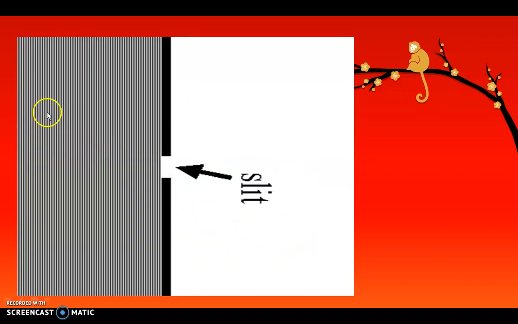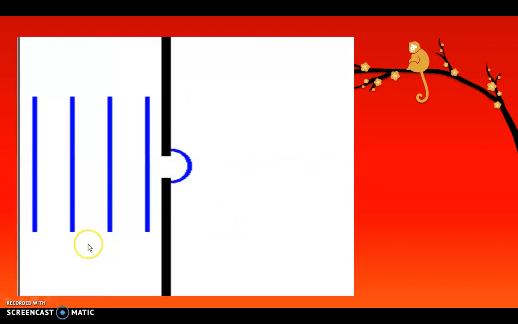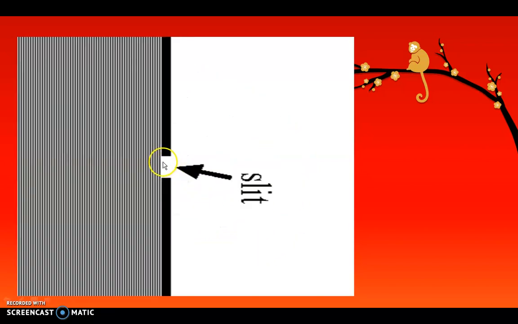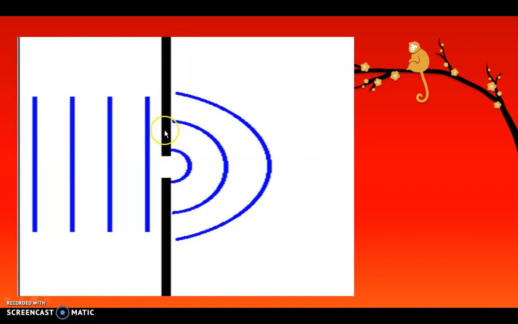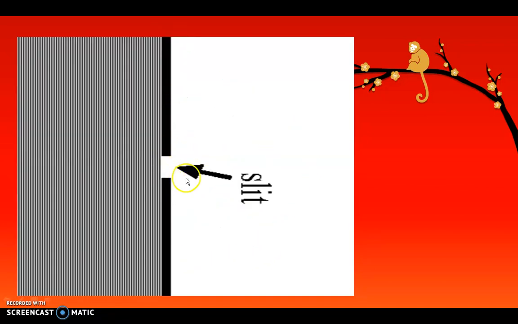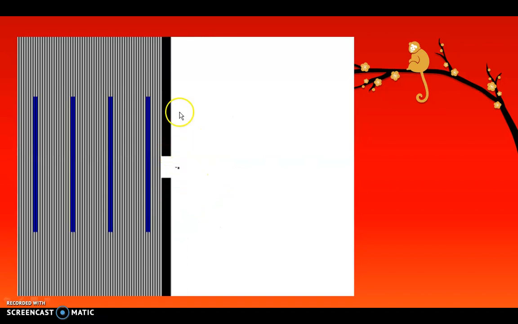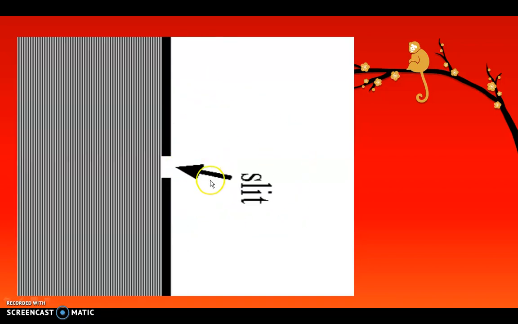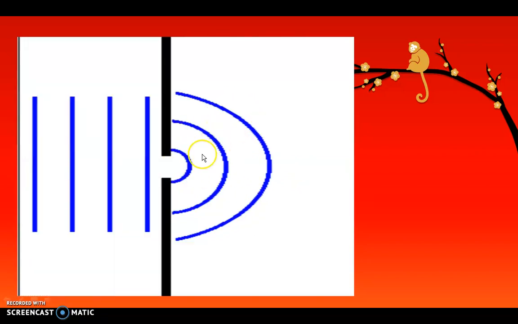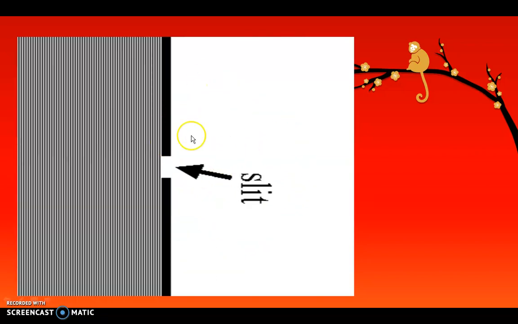The wave initially is a plane wave, straight lines, but on passing through this hole, the wave will have to bend, will have to spread. The spreading that occurred here is what we call diffraction. This is diffraction.